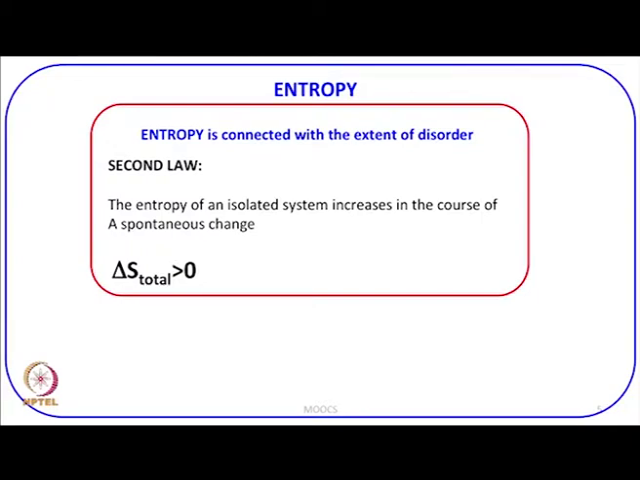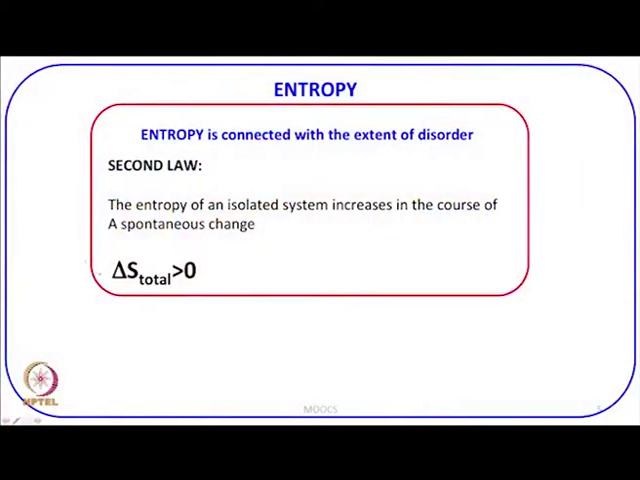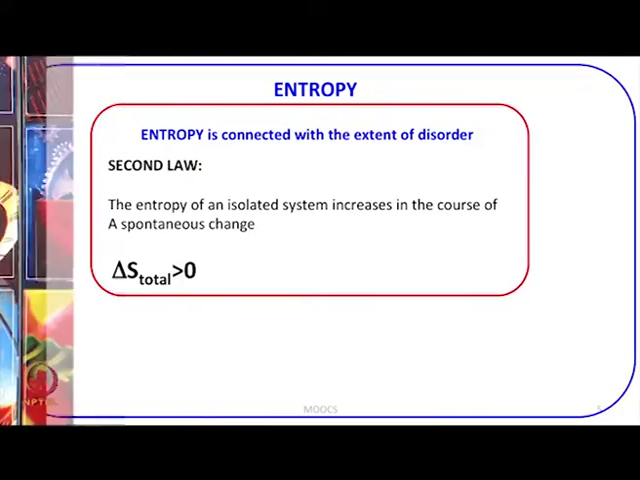When I talk about an isolated system over here, that means I am talking about a global isolated system, the system plus its immediate surrounding. So in mathematical form, I can write that delta S total should be greater than 0 for a spontaneous change. Many times we state the second law of thermodynamics in this form also, that for a spontaneous change, the entropy of the universe keeps on increasing. And the universe we divide into system plus surrounding.